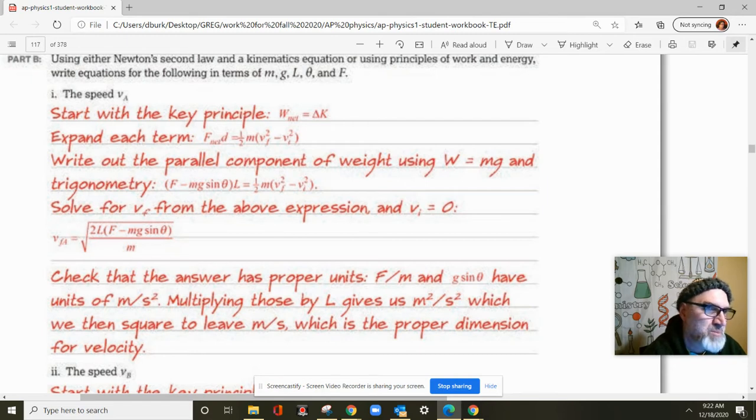See, weight is trying to pull the cart down the ramp and the force is pushing it up the ramp. So the net force is the difference between those two forces. And that's what's going on right here.